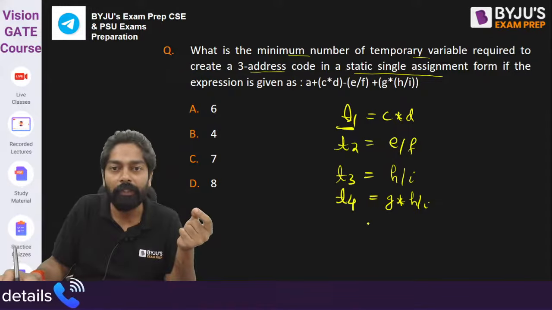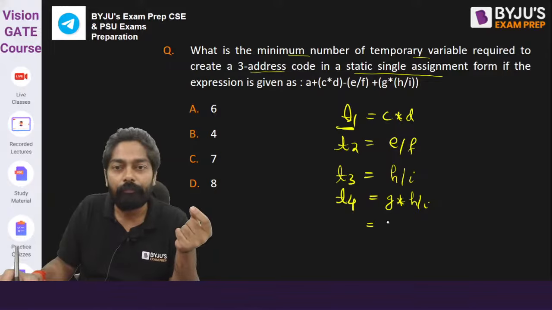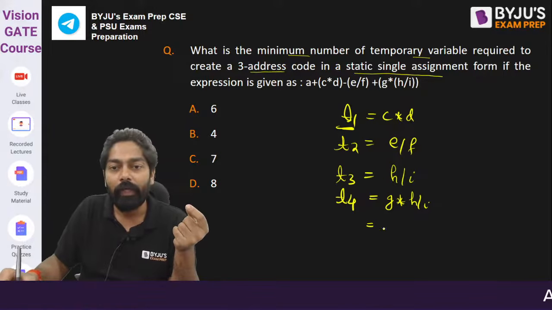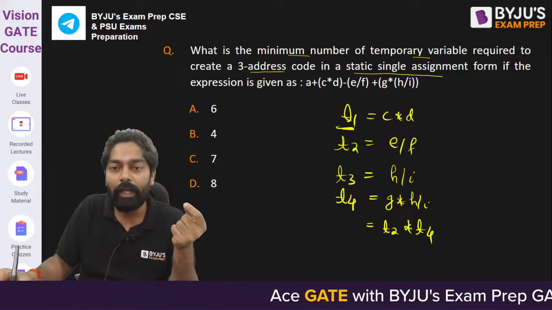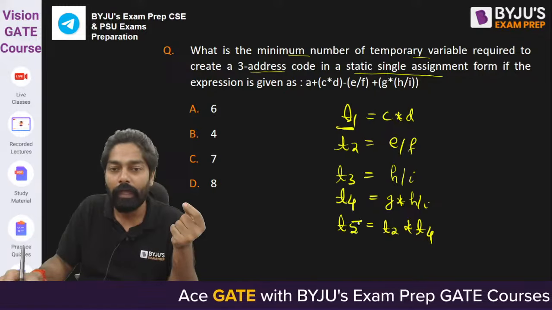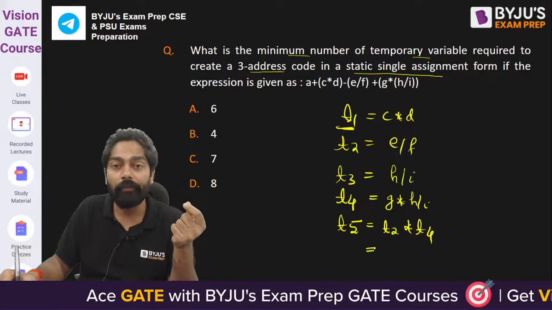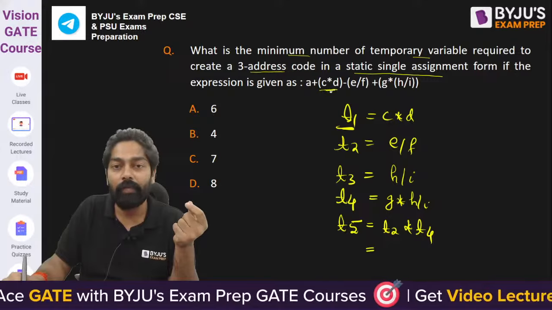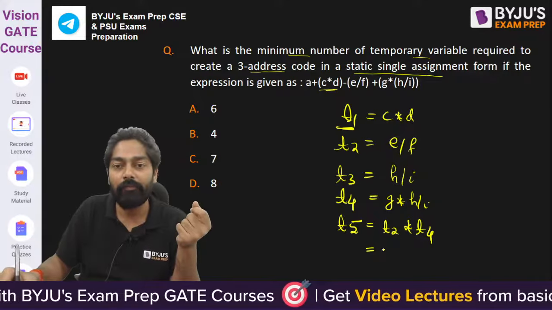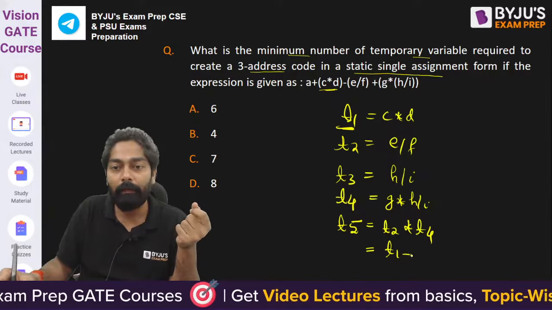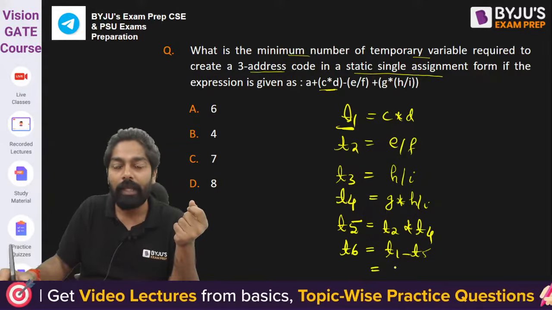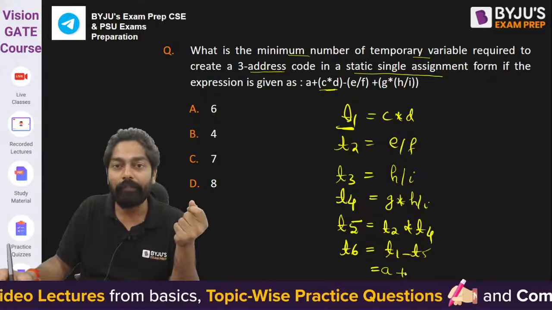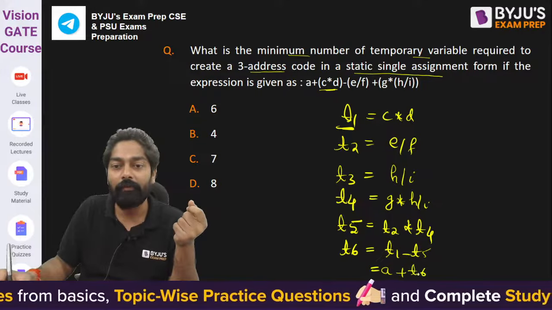Now what do we have, can you please tell me? Now what I have, C E by F, it is nothing but T2 into T4. I will write in T5. Now what about this one? It is nothing but C into D, which means T1. So T1 minus T5, I will write in T6. What do we have? A plus T6, my dear friend, I will write in T7.